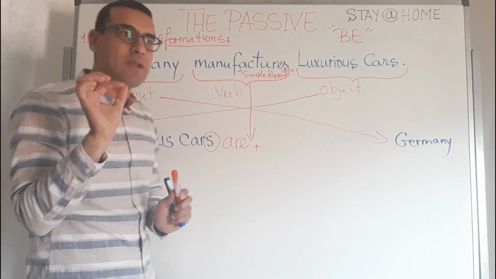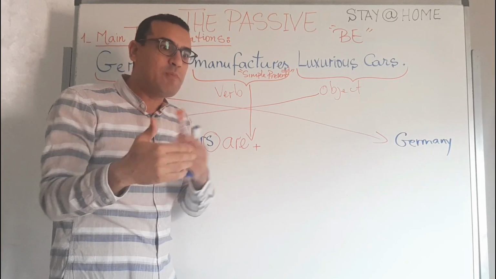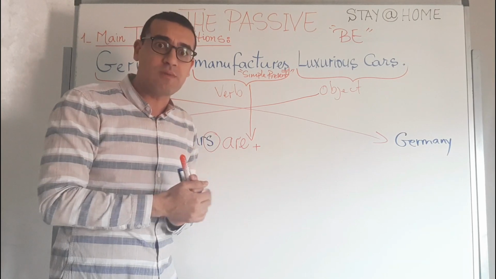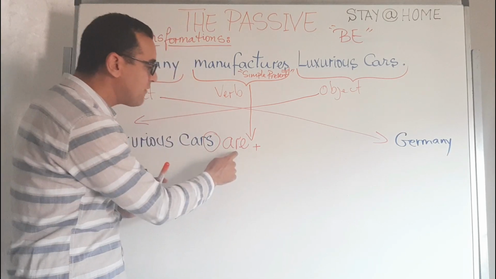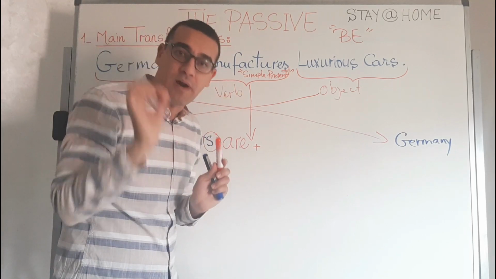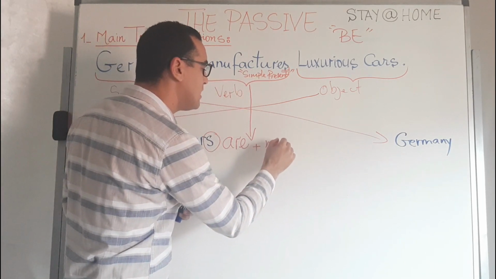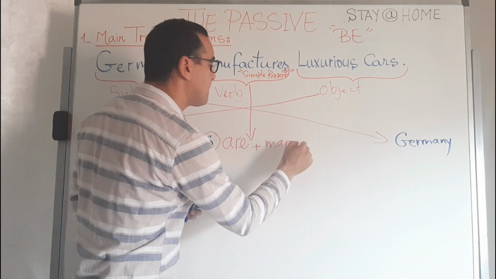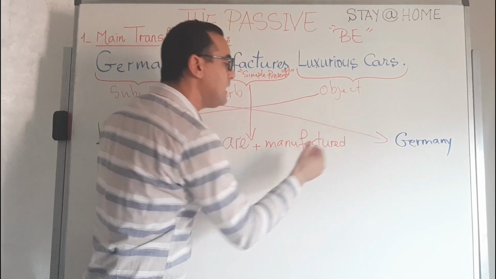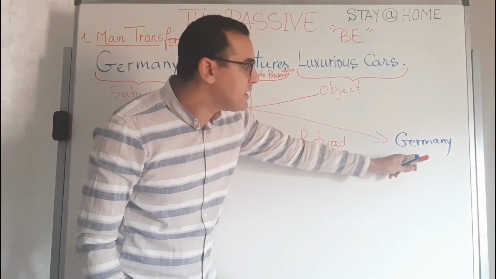I always insist on trying to actually learn and keep in touch with these verbs, because they're very important in the second-year baccalaureate programs, especially grammar lessons. So we have are plus the past participle. Okay, past participle. It is a regular verb, so we need to add just D. So we have manufacture, ed. So are manufactured.